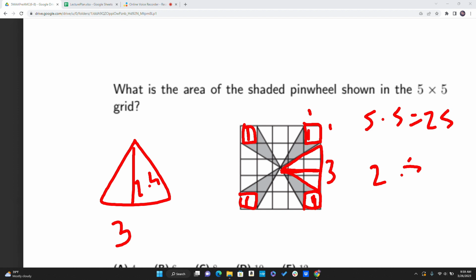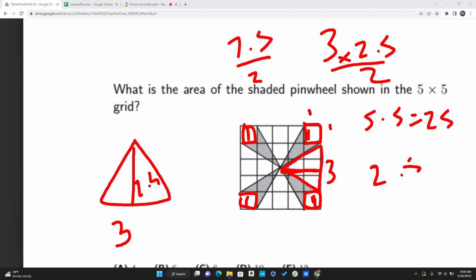What's the area of that triangle? 3 times 2.5 divided by 2, right? Base times height divided by 2. That is 7.5 over 2. And there's 4 of them, right? We've got 4 of those triangles. So we'll do 4 times 7.5 over 2. We can cross these out. We get 2 times 7.5. That is 15. Right? That area is 15.